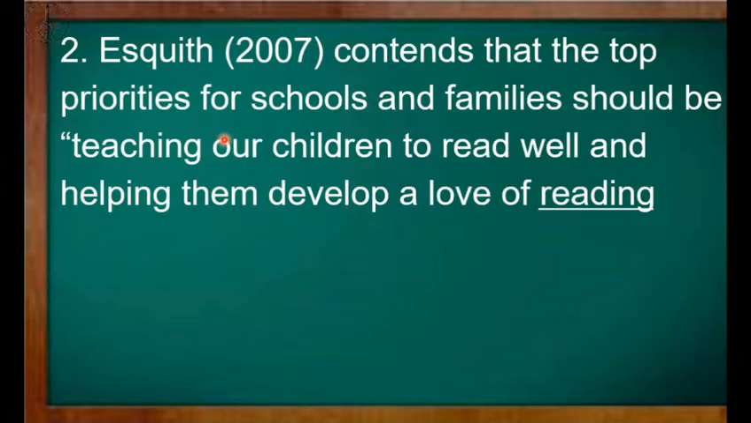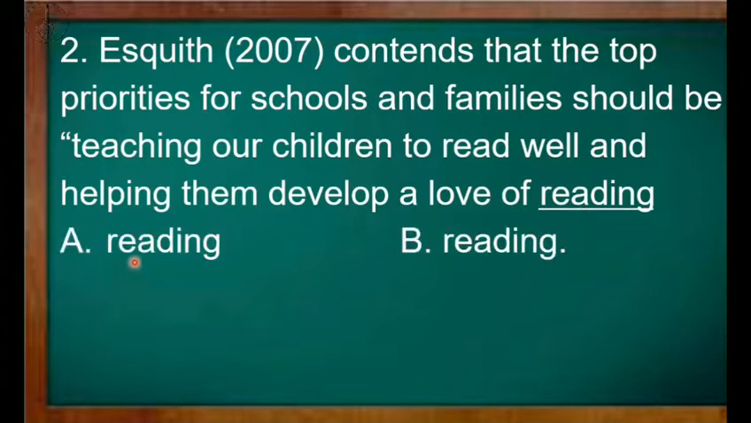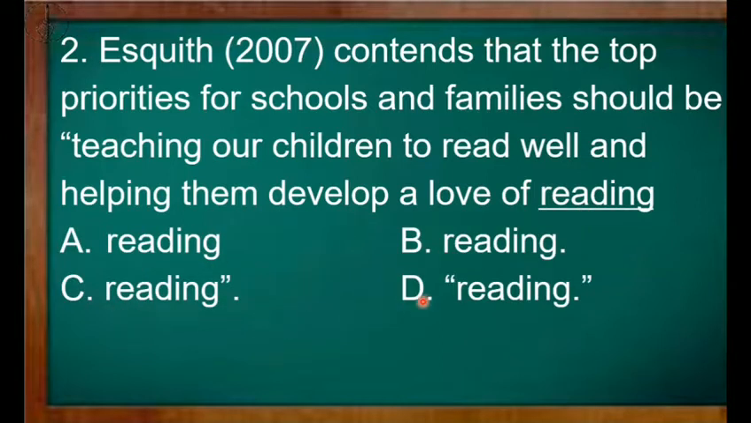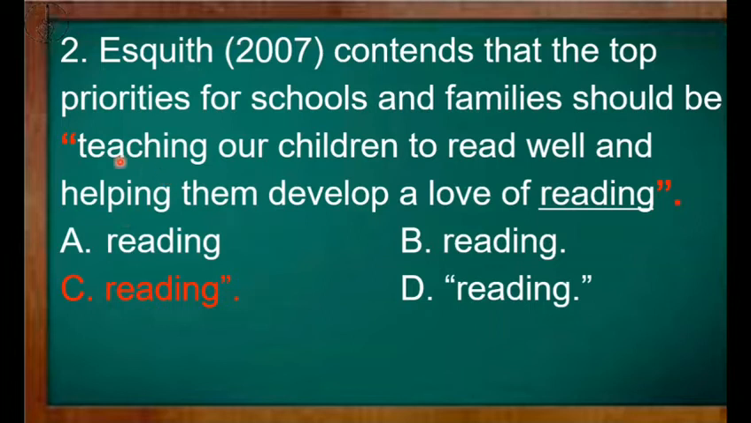quotation mark. Number 2. Esquith 2007 contends that the top priorities for schools and families should be teaching our children to read well and helping them develop a love of reading. Okay, option A, option B, option C, and option D. Now, if we are going to analyze carefully the sentence, our focus here is in the underlined word reading. Okay, the answer should be like this. Before teaching, we have quotation mark because this whole phrase, teaching our children to read well and helping them develop a love of reading, is a quotation. It should begin with a quotation mark and end also with a quotation mark. And after that is the period.